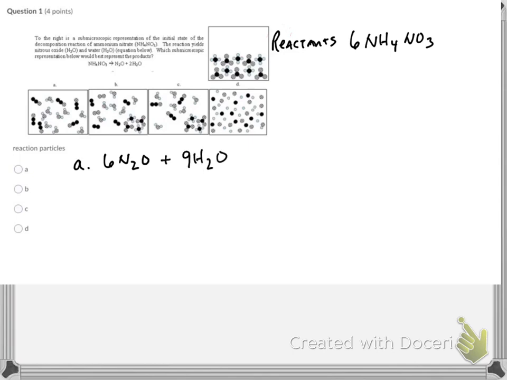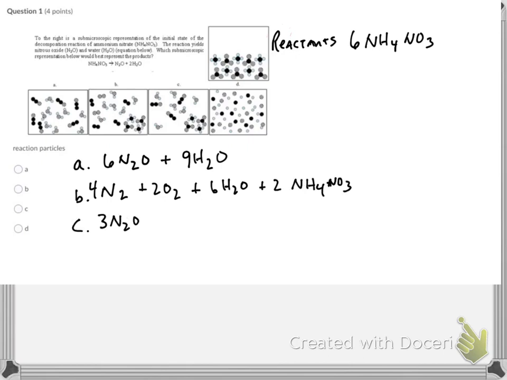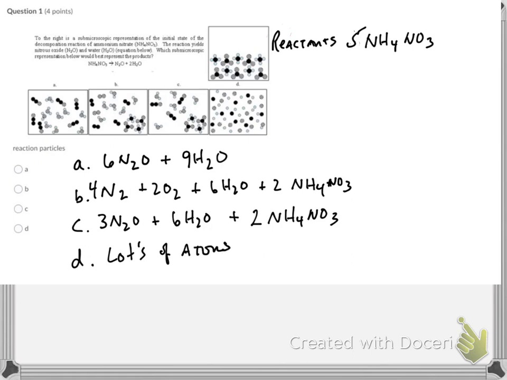So we go through A, we have 6 N2Os plus 9 H2Os. B, we have 4 N2s plus 2 oxygens plus 6 waters. Right, so we just account for all the particles that are there. C, we see you have 3 N2O, 6 H2O, 2 NH4NO3, and then D, we just have lots of particles, atoms, that we know is wrong. Okay, so the question is, can we have 9 waters?